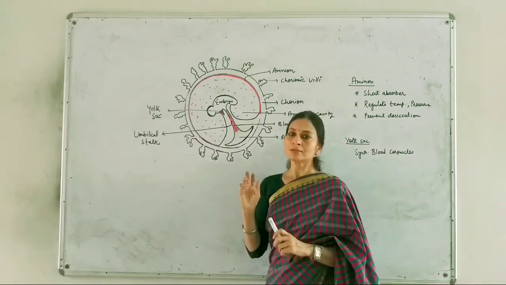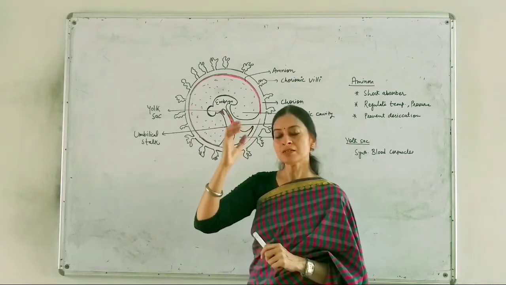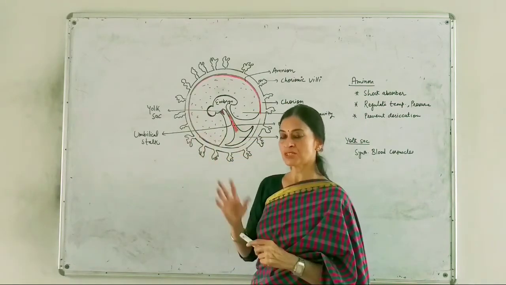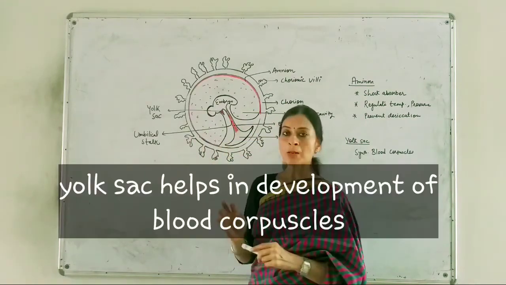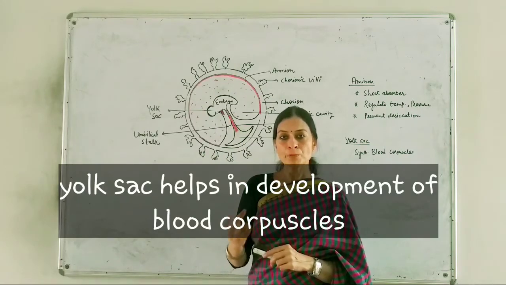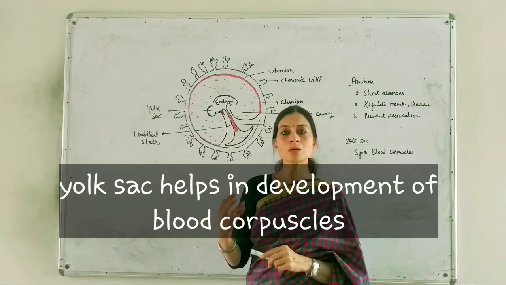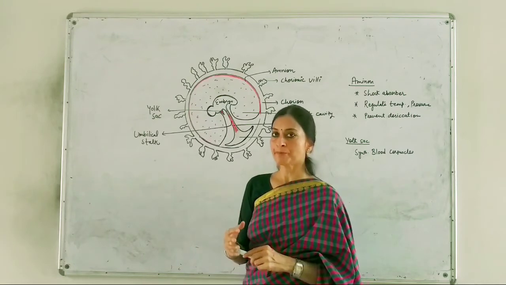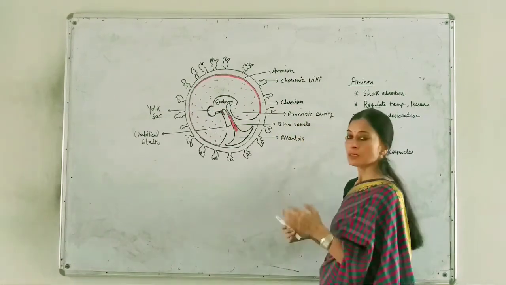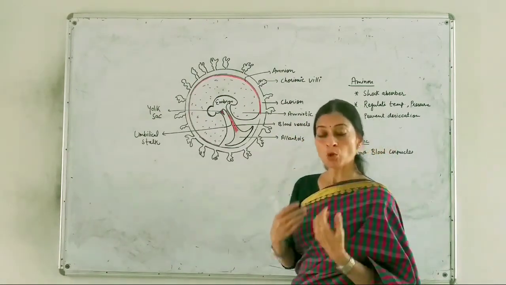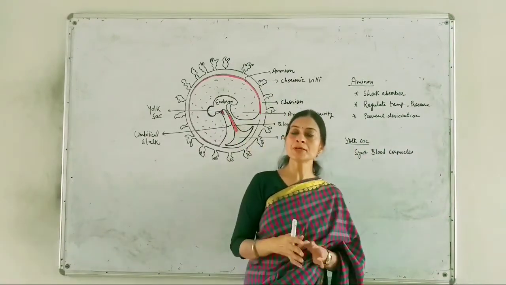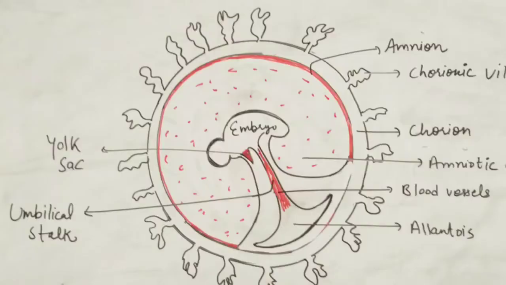Yes, it is said that in the initial phase of embryonic development, this yolk sac helps in formation of blood cells or the blood corpuscles. Okay, so this is the structure which is showing the location of all the four types of extra embryonic membranes.